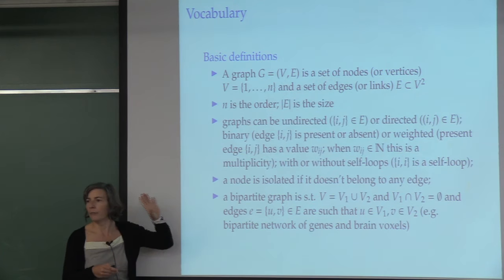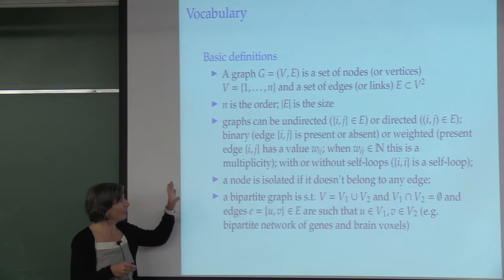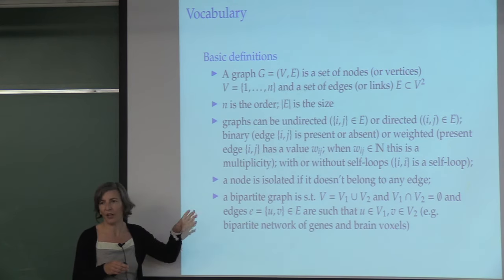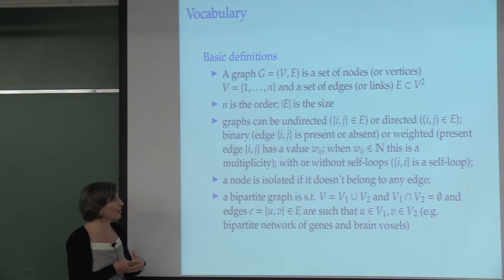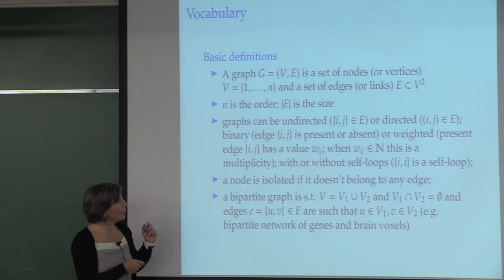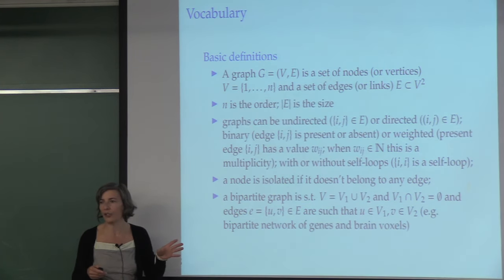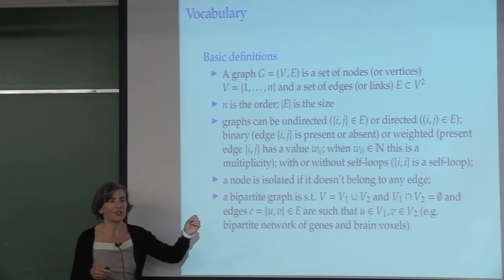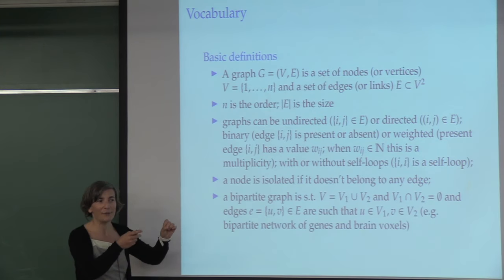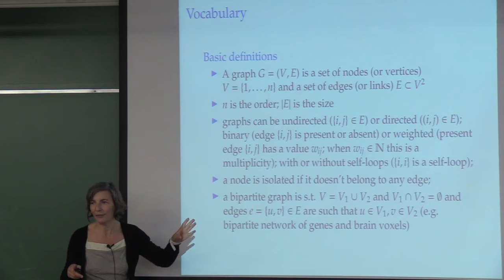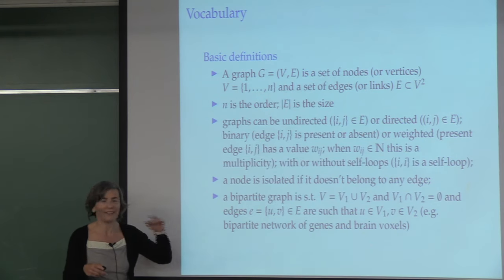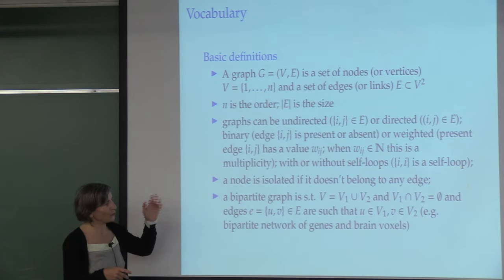So it's mainly vocabulary up to now, but we need those definitions to go on with the objects. Then I would say that a node is isolated if it doesn't belong to any edge, okay? If I have a species that doesn't eat anybody and is not eaten, that's not possible, but then it would be an isolated species. I should have chosen another example because it makes no sense here.